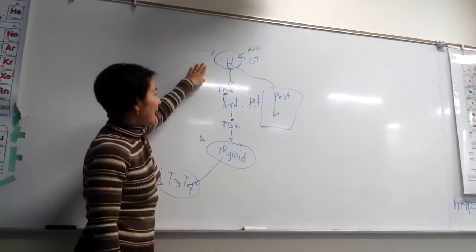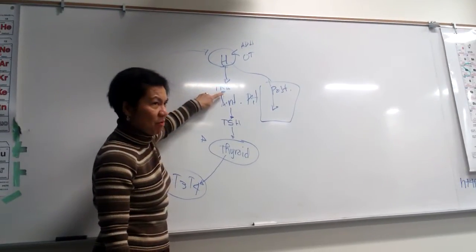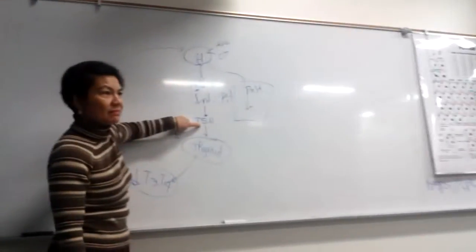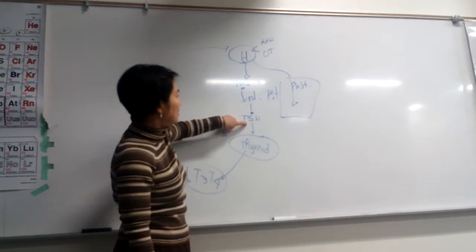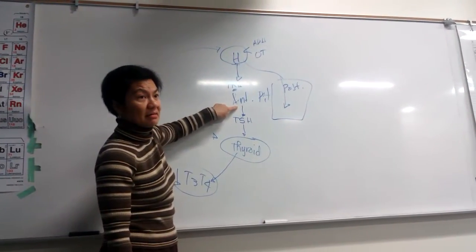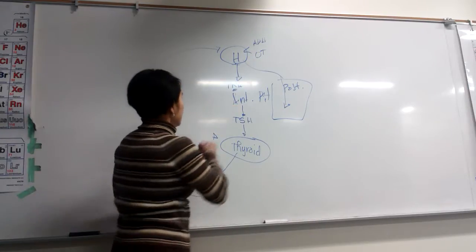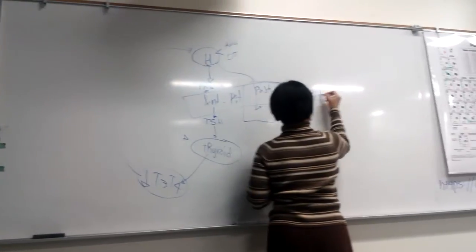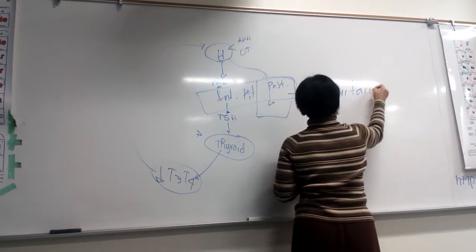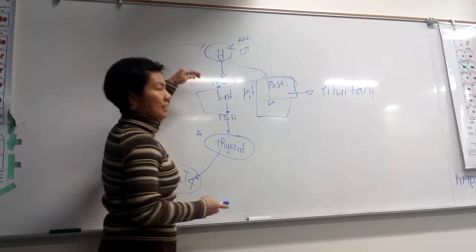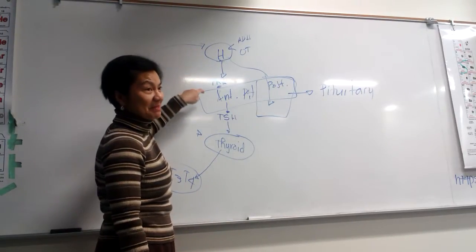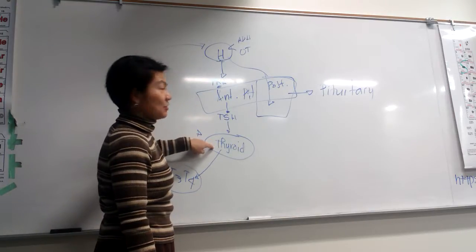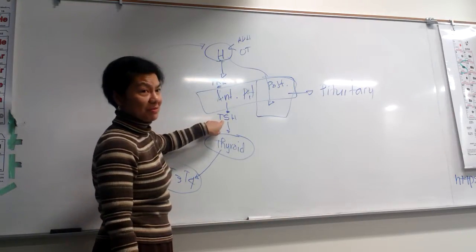TRH and TSH. This is the releasing hormone, and this one secretes the stimulating hormone, right? This is the pituitary gland that goes with the thyroid. This is the pituitary gland, okay? So it goes with your pituitary. In other words, the hypothalamus stimulates the pituitary, and the pituitary stimulates the thyroid. So this is another example of trophic hormone, right?